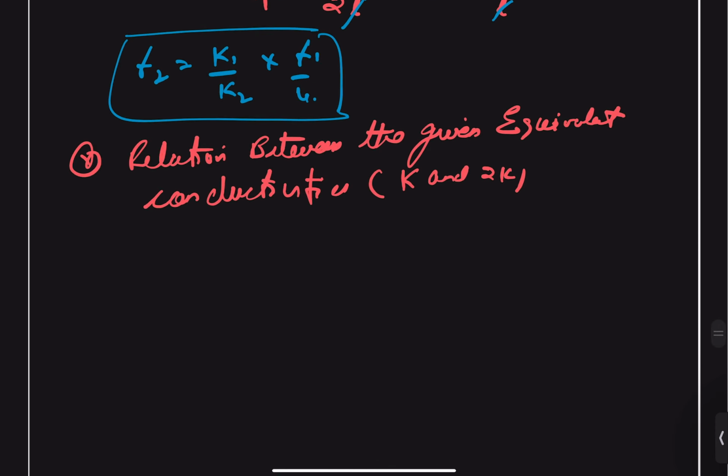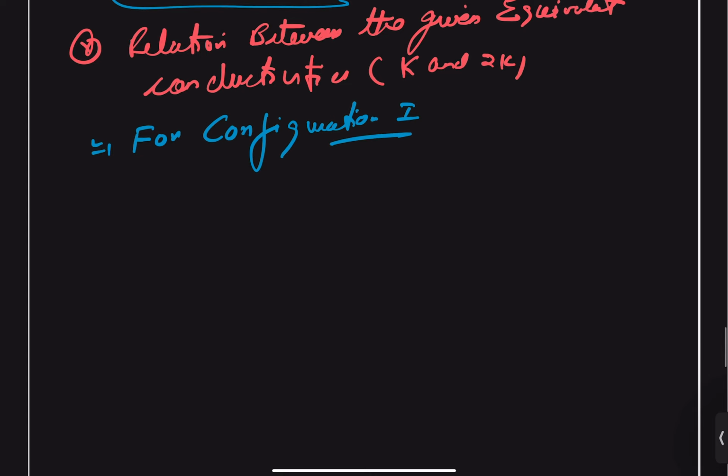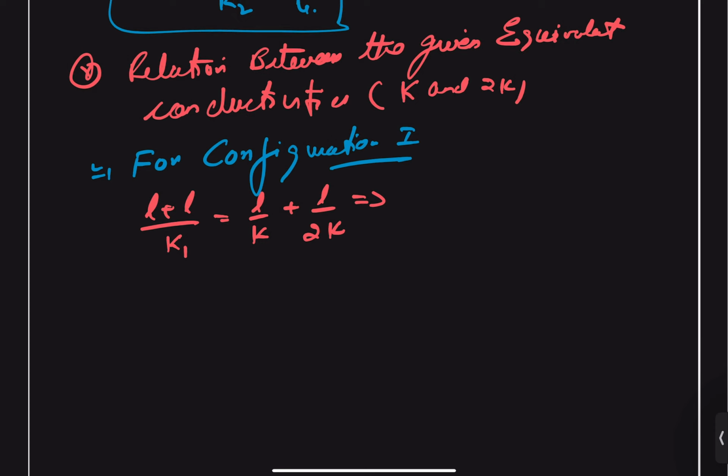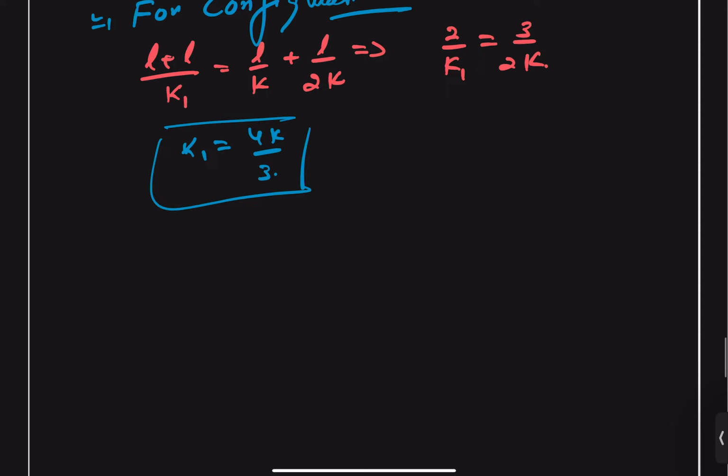So for configuration 1 we can write that the equivalent conductivity, L plus L divided by K1, will be equal to L upon K plus L upon 2K, and from here we can say that 2 upon K1 will be equal to 3 by 2 upon K. So therefore we can write that K1 will be equal to 4K by 3. This is for configuration 1.